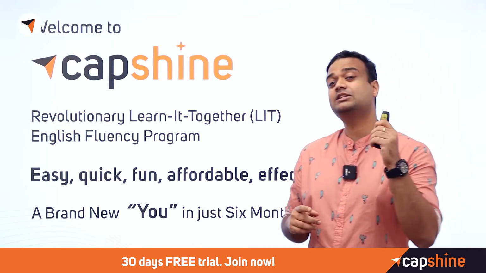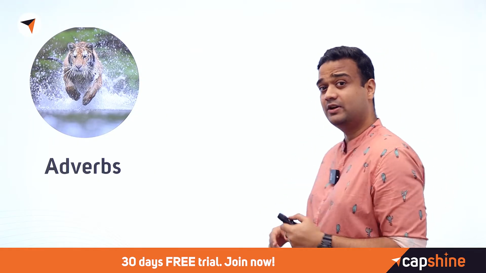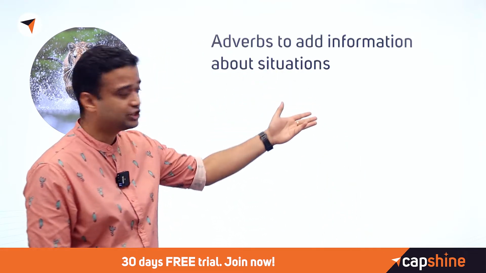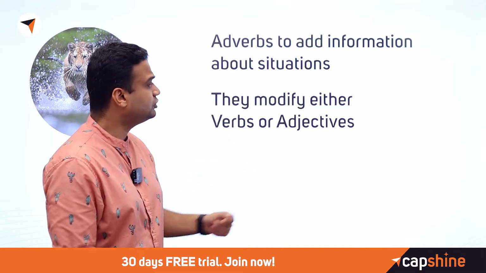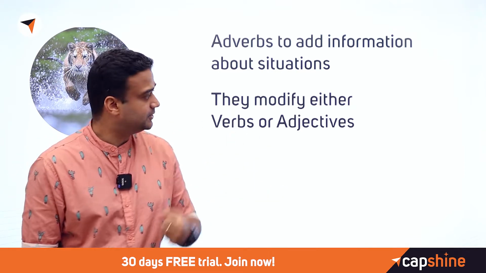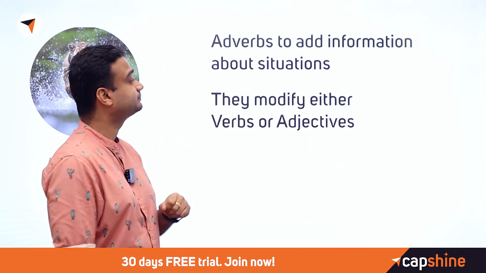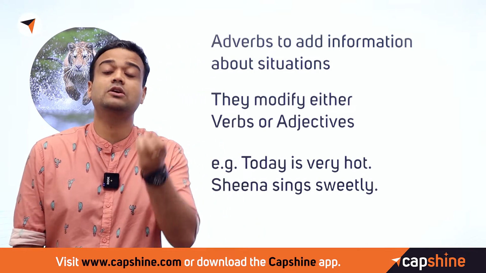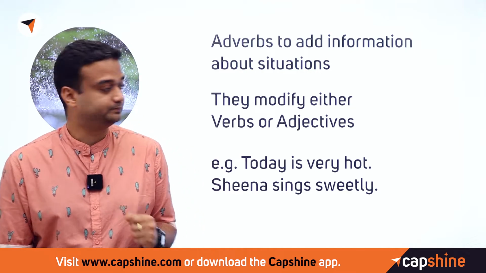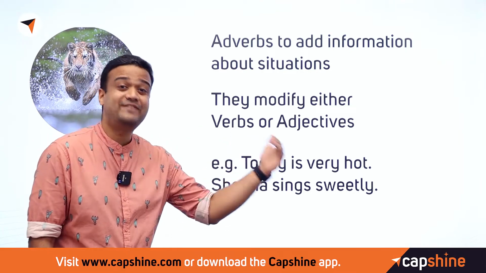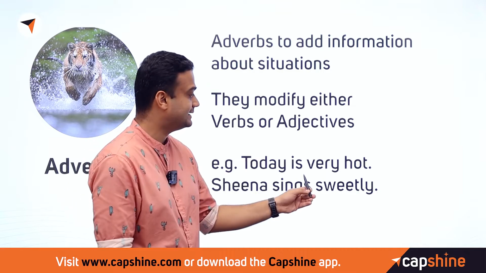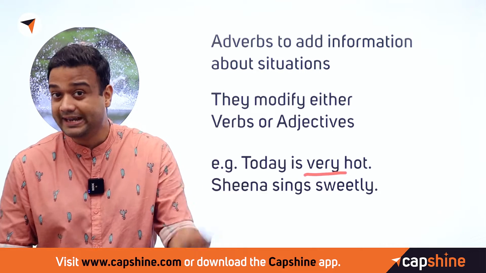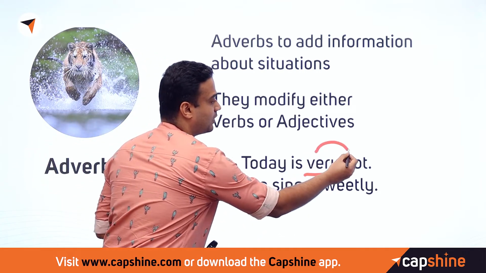Before we get started, let's talk a little bit about what adverbs are. Adverbs are essentially words that are used to add information about situations. They're also used to modify either verbs or adjectives. These are useful because they can tell you a little bit about quality or quantity of something. For example, today is very hot. Very here is an intensifier, something that gives you more detail about hot, how hot it is.